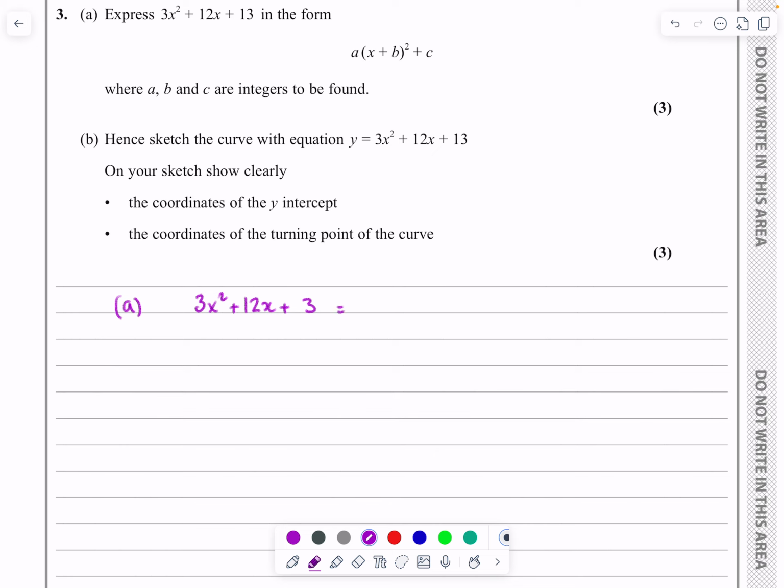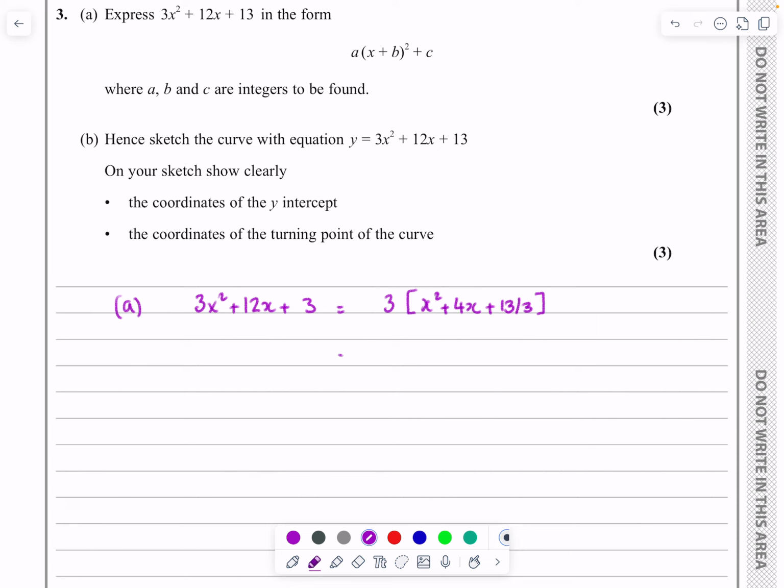My one's doing it this way. So what I would do is I would see that I've got 3x squared and I only want x squared when I'm completing the square. So I have to take 3 out as a factor, which is going to give me x squared plus 4x plus 13 over 3. Leave it as a fraction. We'll be working with fractions when we're doing it. And it's now this thing here that I'm completing the square on.